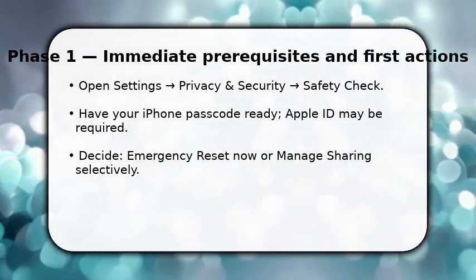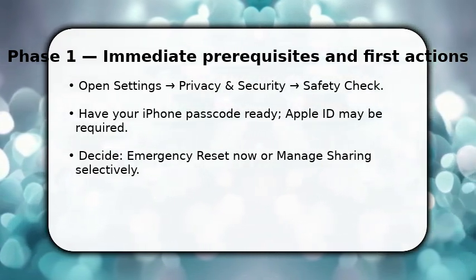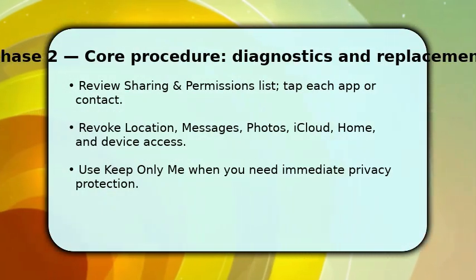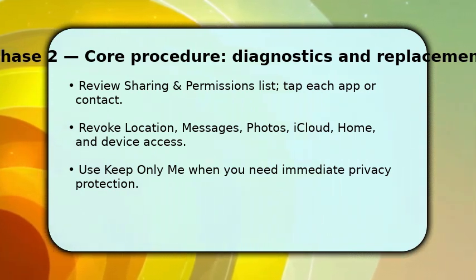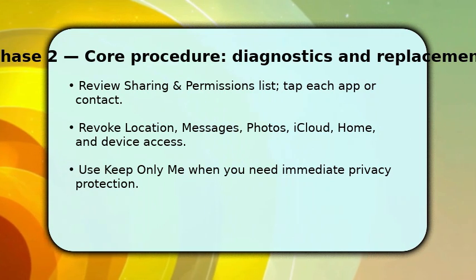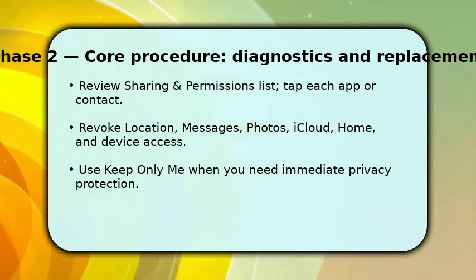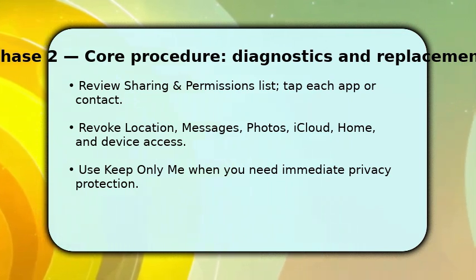Act deliberately, because the next choices change app permissions, location sharing, and messages access. You'll see a list of people and apps that have access. Tap each entry and review what's shared. For each contact or app, revoke location, messages, photos, iCloud Drive, home data, or device access as needed. This removes specific capabilities without wiping your phone.